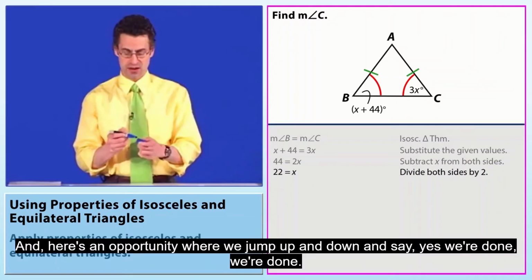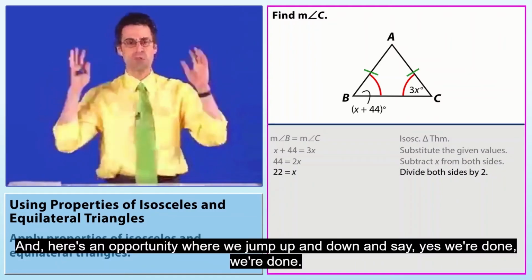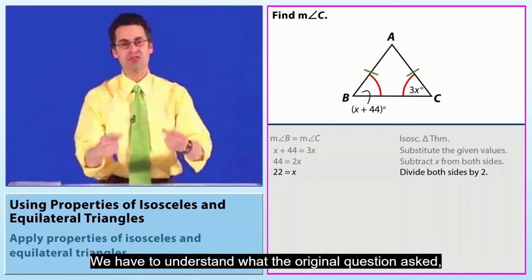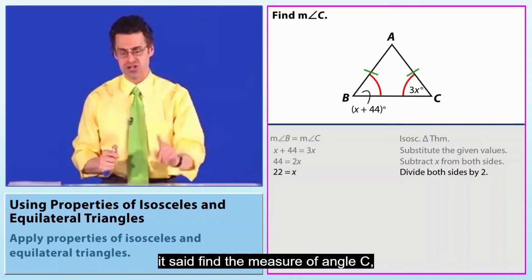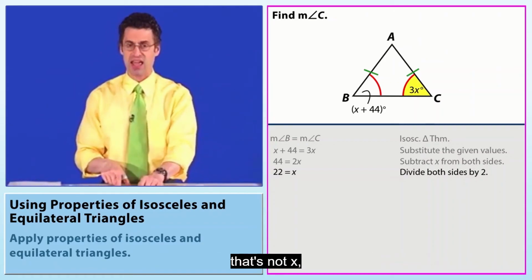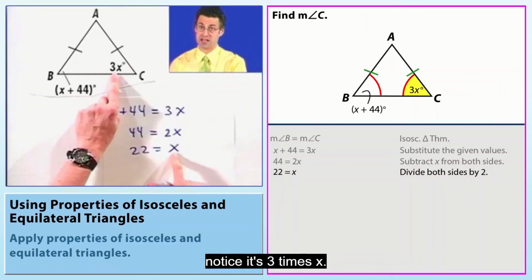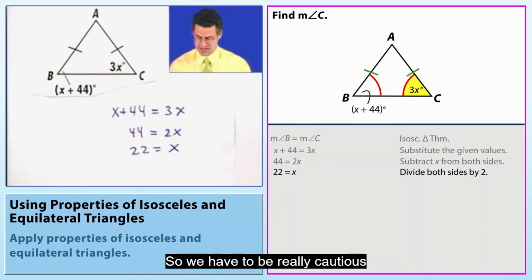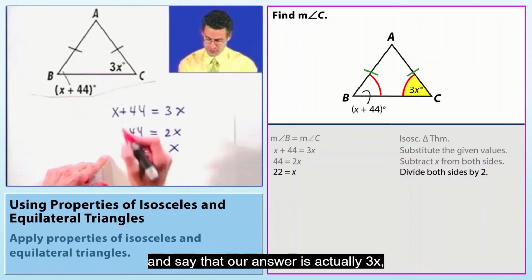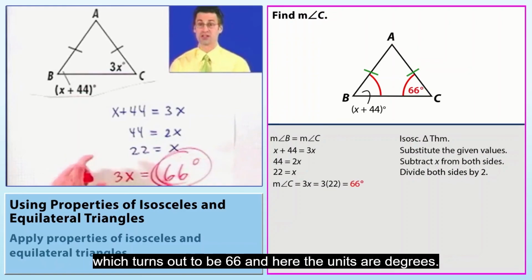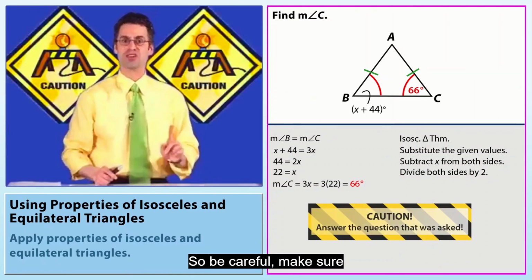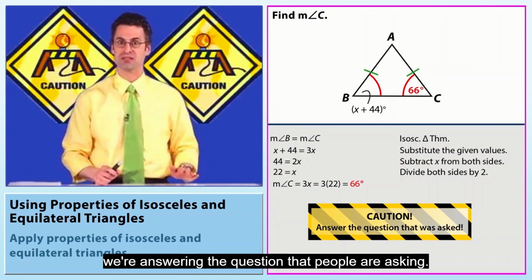And here's an opportunity where we jump up and down and say, yes, we're done, we're done. But we're not. We have to understand what the original question asked. It said, find the measure of angle C. That's not x. Notice it's 3 times x. So we have to be really cautious and say that our answer is actually 3x, which turns out to be 66. And here the units are degrees. So be careful, make sure we're answering the question that people are asking.